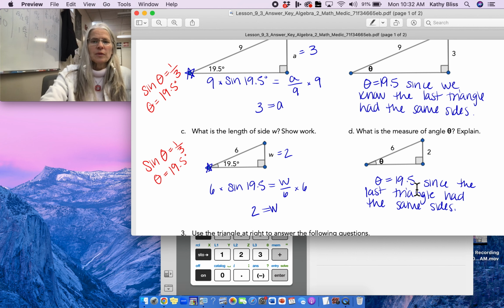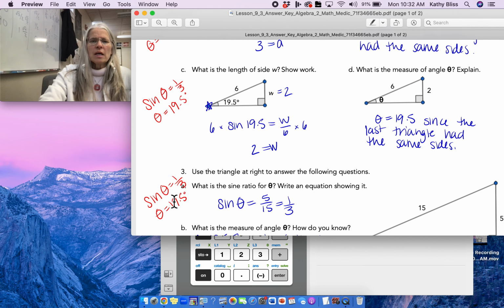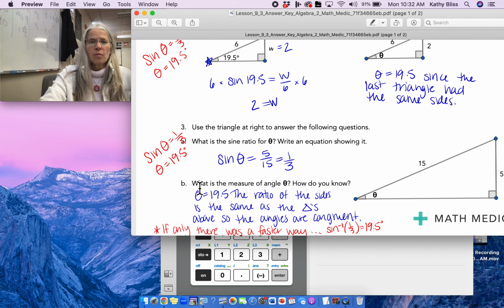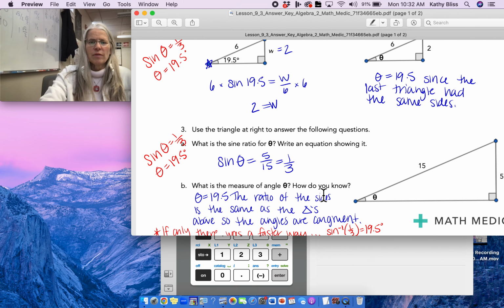All right, and similarly again, sine of theta is 1/3, or 0.3, and then theta is equal to 19.5. So when we came to this last one, we saw again sine of theta is equal to 1/3, and we set up our relationship. I know that theta is going to be 19.5.